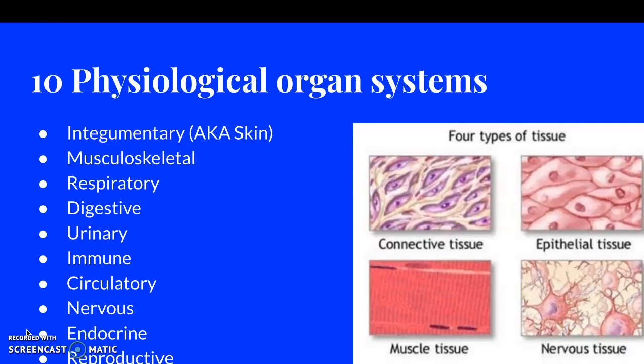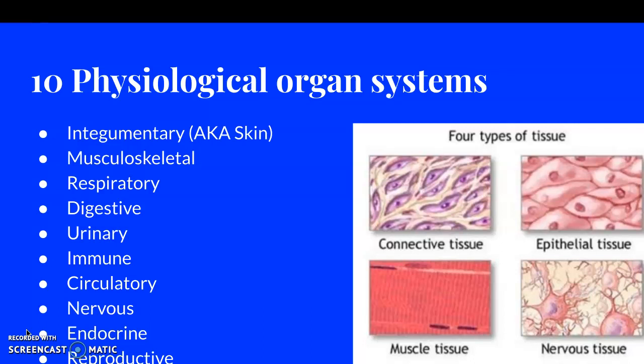We have the integumentary system, which is also known as the skin. The skin is the largest organ in our bodies. It makes up the protective barrier of our bodies. It's what protects us from the environment and regulates homeostasis. It helps to make sure outside components do not get into our bodies.